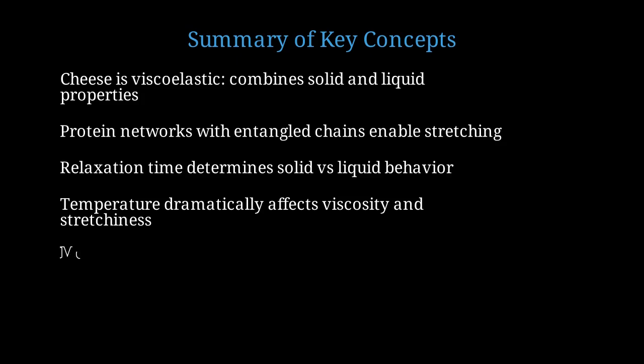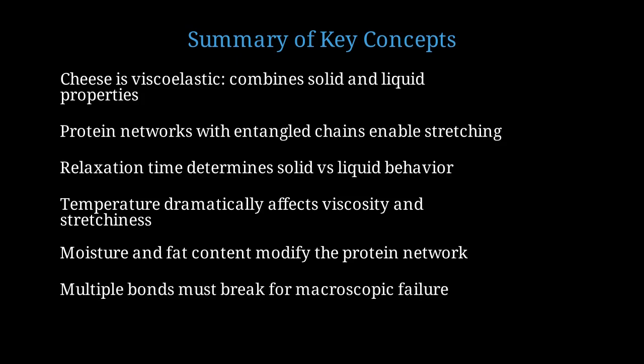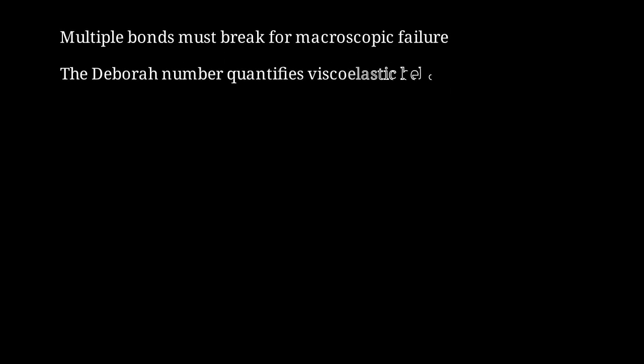Fourth, temperature dramatically affects both the viscosity and the strength of molecular interactions, making hot cheese much stretchier than cold cheese. Fifth, moisture acts as a plasticizer and fat provides lubrication, both modifying how easily the protein network can deform. Sixth, while individual bonds break and reform millions of times per second, the collective behavior of the network means that many bonds must break simultaneously for the cheese strand to fail. Seventh, the Deborah number provides a quantitative way to predict whether a material will act solid-like or liquid-like based on the time scale of observation.